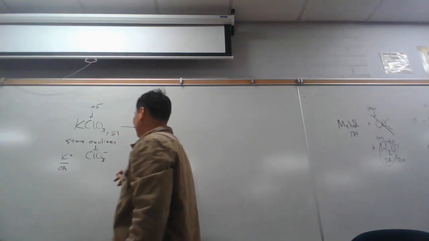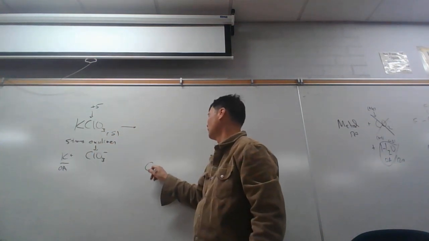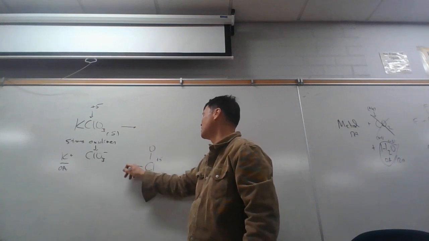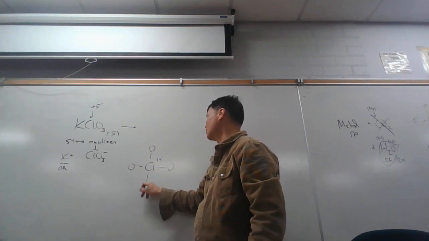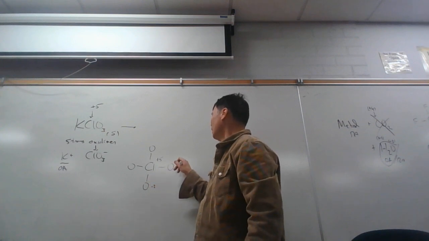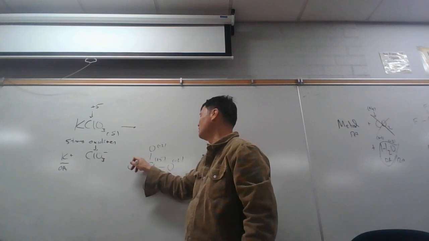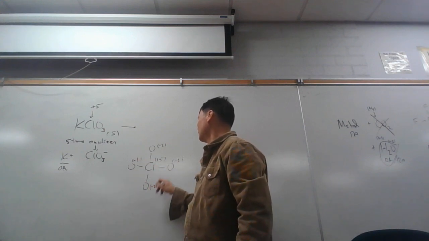And so what's going to happen here is that the chlorine, being in the +5 oxidation state, is going to see these oxygens next to it. And these oxygens next to it are going to be at -2. But oxygen's happy at -2. It does not want to lose these electrons here.